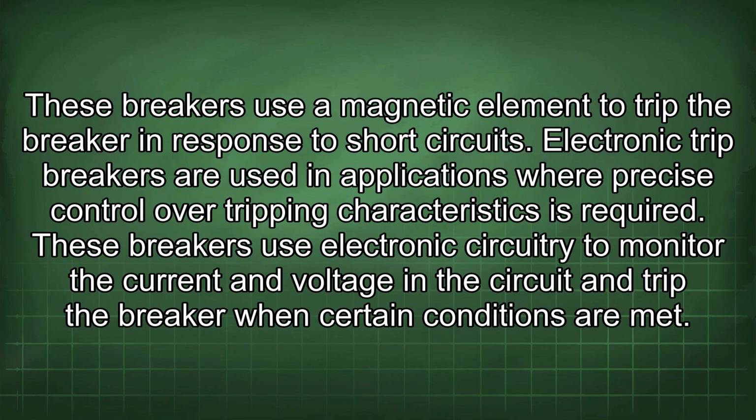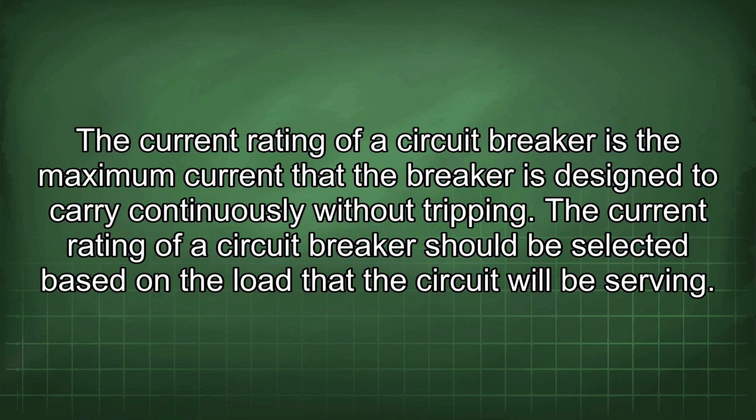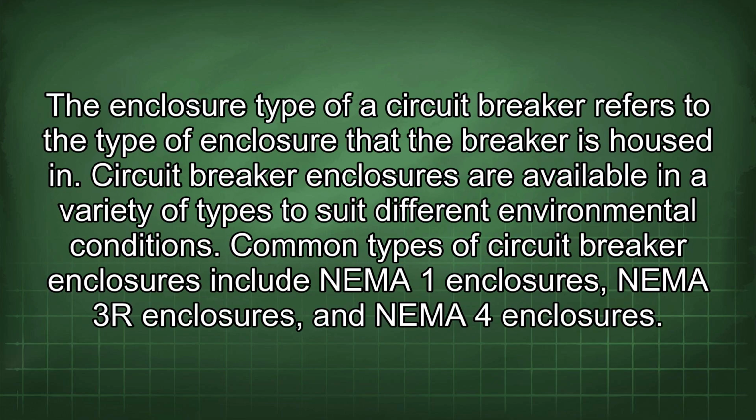conditions are met. The voltage rating of a circuit breaker is the maximum voltage that the breaker is designed to operate at. The voltage rating of a circuit breaker should be equal to or greater than the voltage of the circuit to which it is installed. The current rating of a circuit breaker is the maximum current that the breaker is designed to carry continuously without tripping. The current rating of a circuit breaker should be selected based on the load that the circuit will be serving. The enclosure type of a circuit breaker refers to the type of enclosure that the breaker is housed in.